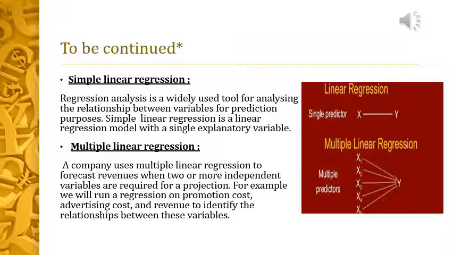The other two techniques are simple linear regression and multiple linear regression. Regression analysis is a widely used tool for analyzing the relationship between variables for prediction purposes. In simple linear regression, you take one variable and apply it to see what happens to another variable. Simple regression is a linear regression model with a single explanatory variable. In multiple linear regression, a company uses this method to forecast revenues when two or more independent variables are required for a projection. For example, we will run a regression on promotion cost, advertising cost, and revenue to identify the relation between these variables.